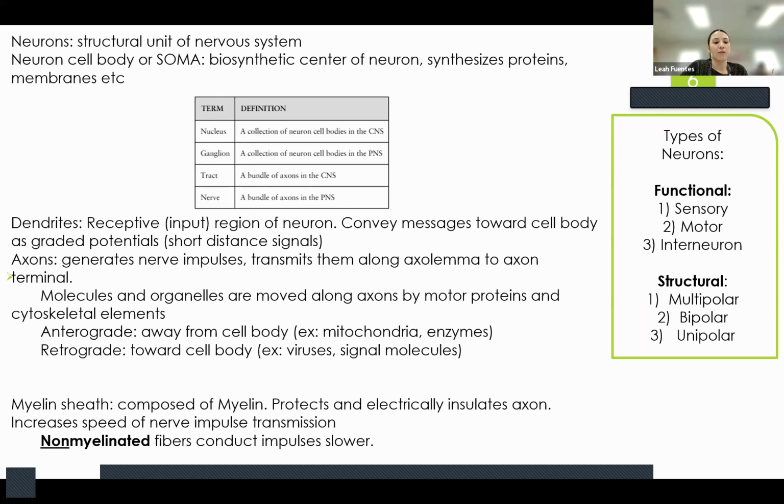And then we have our myelin sheath. Again, this is composed of myelin, protects and electrically insulates the axon. And then the myelin sheath also works to increase the speed of your nerve impulse transmission. If a fiber is non-myelinated, the process is going to be a lot slower. So it's still going to conduct it, it's just going to be slower.